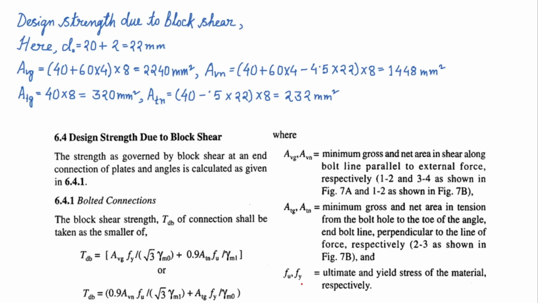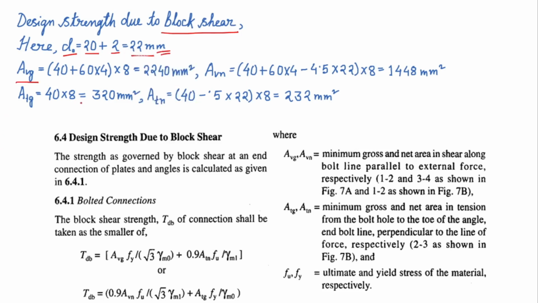Next we have to check the strength of the tension member against the block shear. So what is block shear? If you want to understand, you can refer to my last video. It will be available in the I button. Next, D naught. What is D naught? It is the diameter of the bolt hole. Diameter of the bolt is 20 mm. So diameter of the bolt hole is 2 mm more, that is 22 mm.